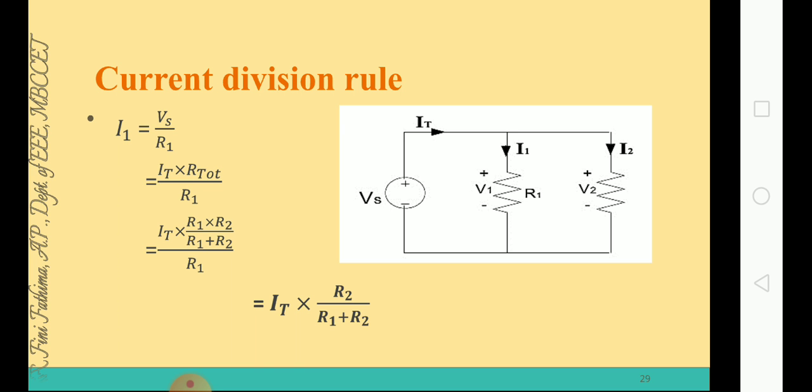I repeat, in the current division rule, we multiply the source current with the opposite resistance divided by the sum of the resistances in the parallel paths. I hope you understood. While applying the current division rule, if we have to find the current through the resistance R1, then we multiply the source current, IS or IT, into R2 divided by R1 plus R2. Sorry, the current through R1 is equal to IT into R2 divided by R1 plus R2.